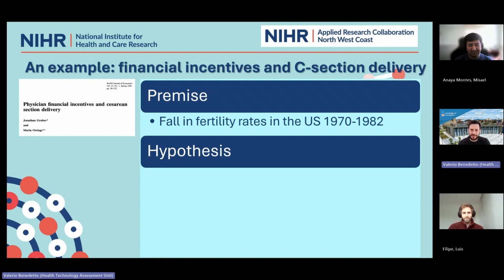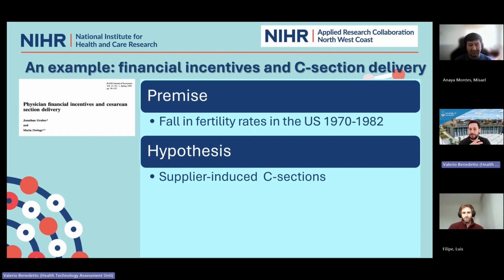And the hypothesis which was tested by the authors of the study was around understanding whether there was an increase in the number of C-sections during this period. In particular, whether this increase was driven by financial incentives. So, of course, C-sections tend to be more highly reimbursed compared with normal childbirths. So, where we have fewer births overall, maybe physicians have an incentive to perform more C-sections in order to get more reimbursement that way.